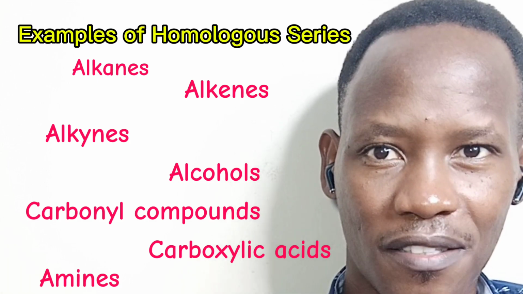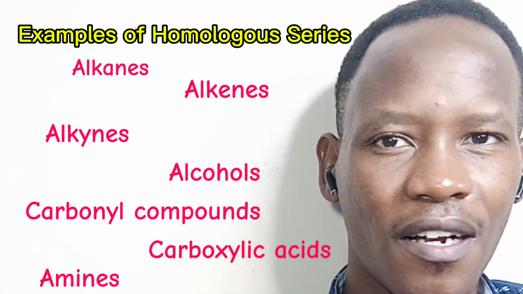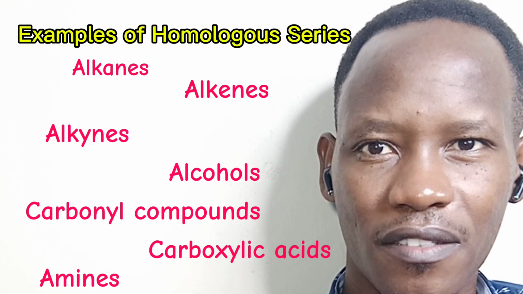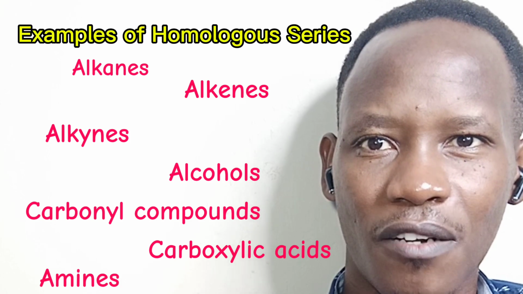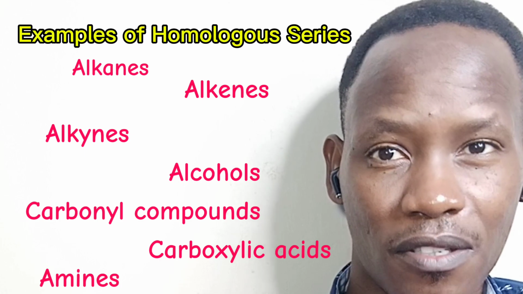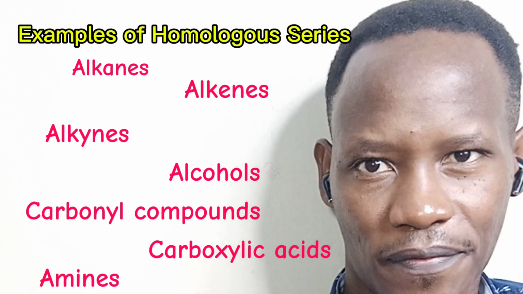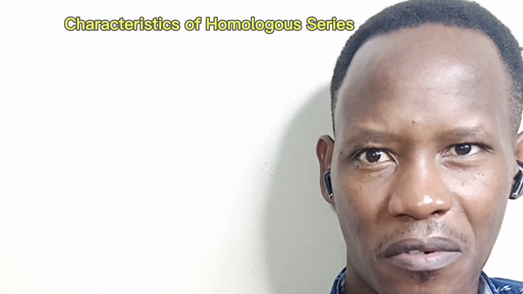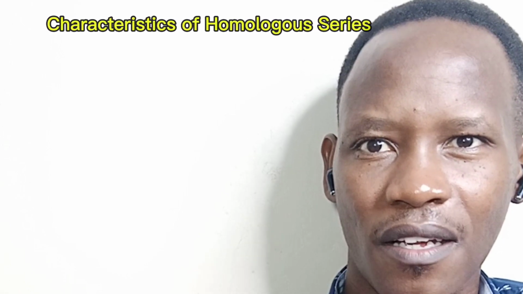But mind you, as I have said previously, there are also several other homologous series that you will encounter. So the examples I have mentioned are just for purposes of clarity. In addition to this, all homologous series must obey the following 4 general properties, or call them characteristics.